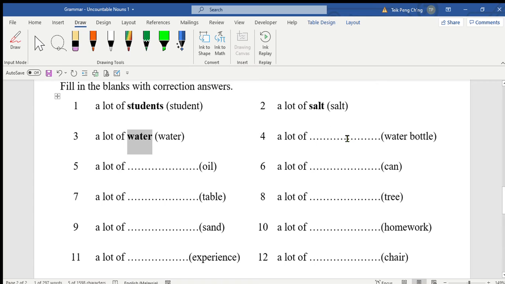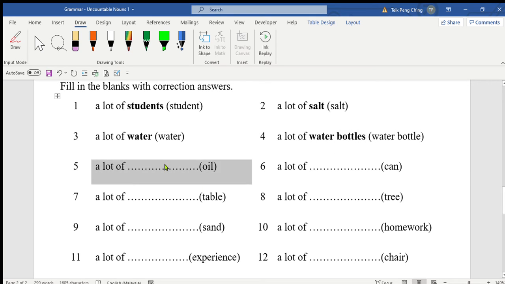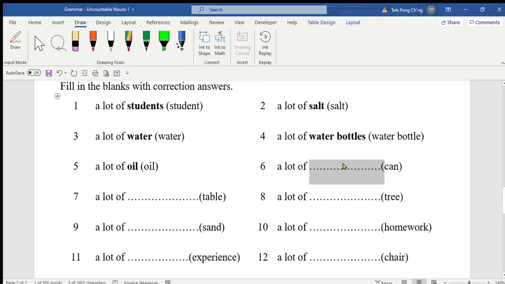Next, number 4. A lot of water bottles. So bottle is countable, but water is uncountable. Number 5. A lot of oil. Oil, minyak. Minyak is uncountable, yeah? A lot of oil. But number 6. Cans. Cans is like can Coca-Cola lah, okay? Can is countable, so a lot of cans. Okay, number 7.